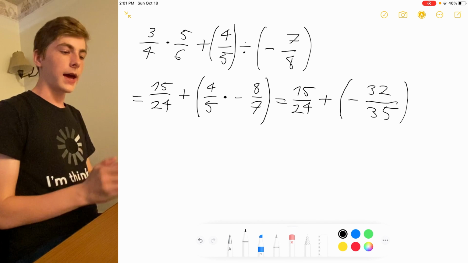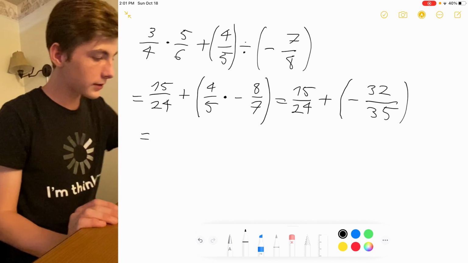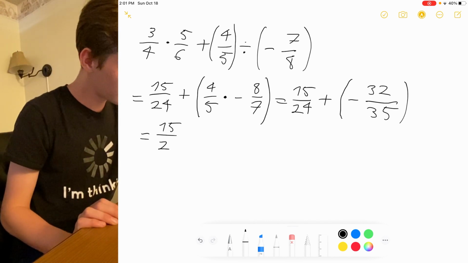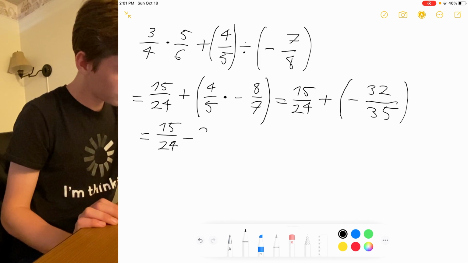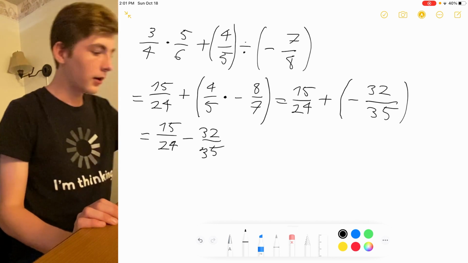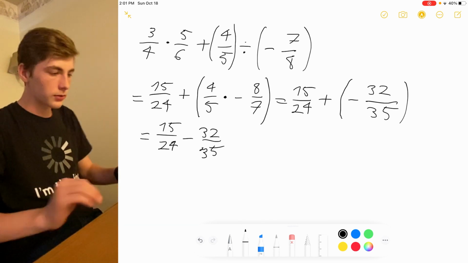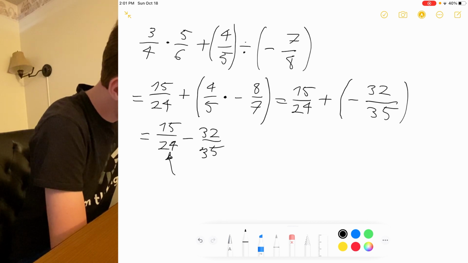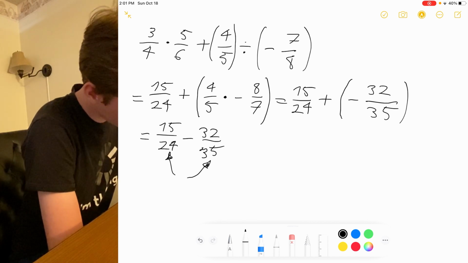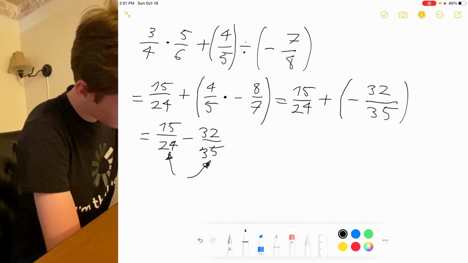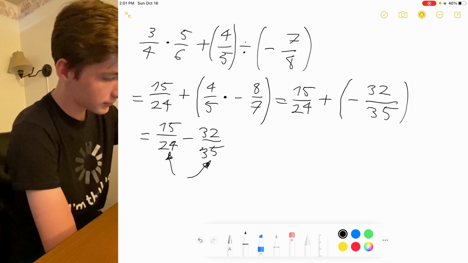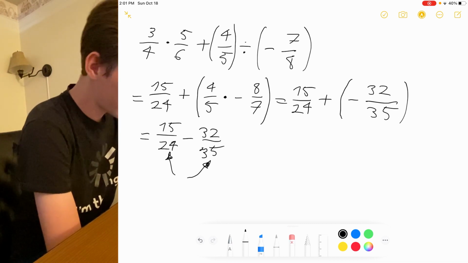Okay, now we're adding a negative, so that's the same as subtracting. So that's going to be 15/24 minus 32/35. Now we want to do the subtraction, but these denominators have to be the same. So we do that by finding that LCD. So we're going to factor the two numbers.